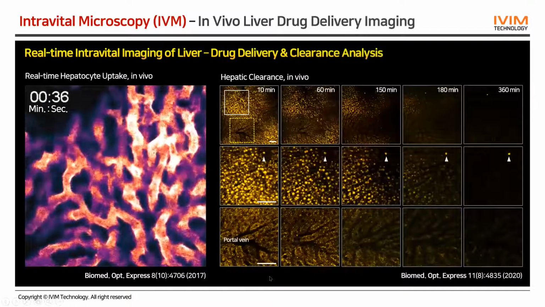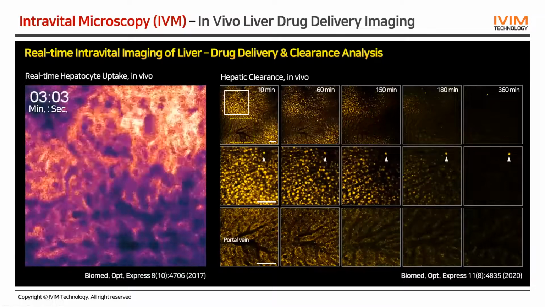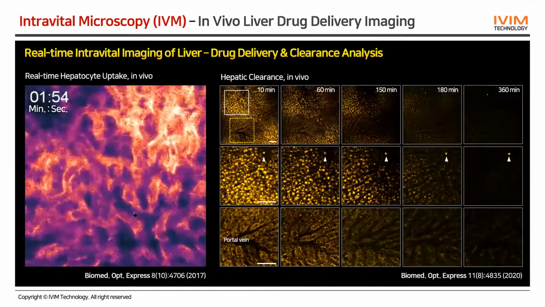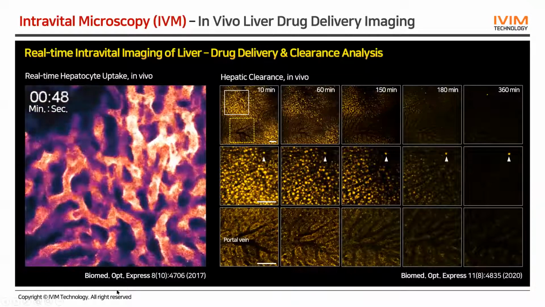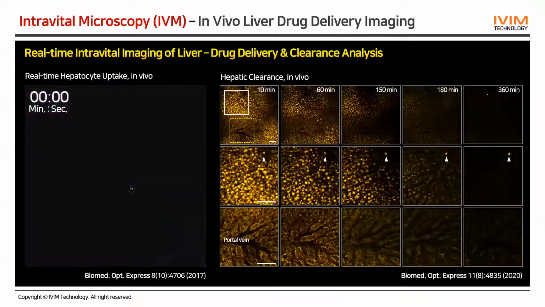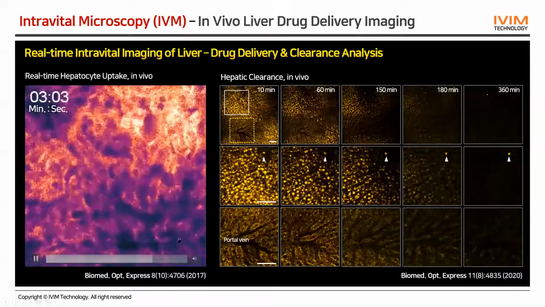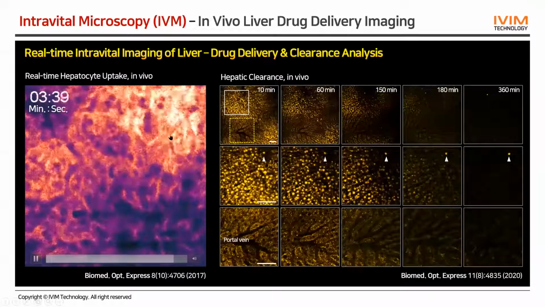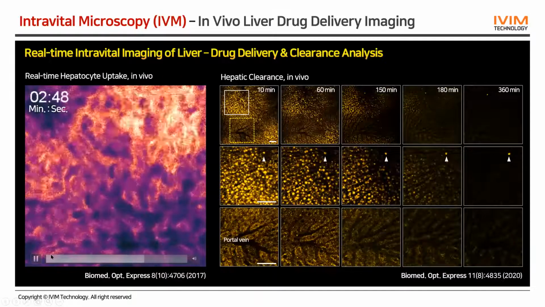This kind of delivery of material can also be done in vivo in other tissues and organs. So this is the liver, actually. On this left side, what you are looking at is intravenously injected material, actually a model drug, which was delivered and filled up the liver sinusoid like this. And then after 2 minutes, you can see the accumulation of this model drug in the hepatocytes. So this is all real-time observation.